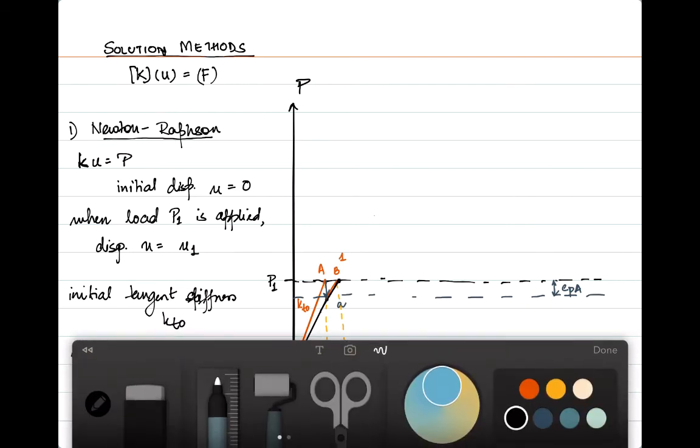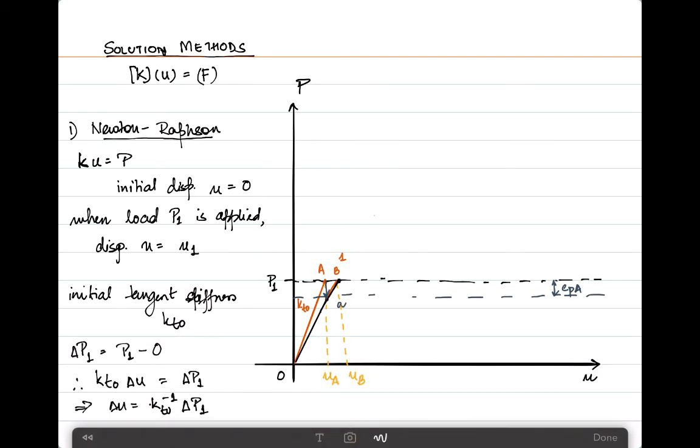In the same way, I can also say now I'm going to apply a second load increment, and the load increment will be such that the final load becomes load P2.